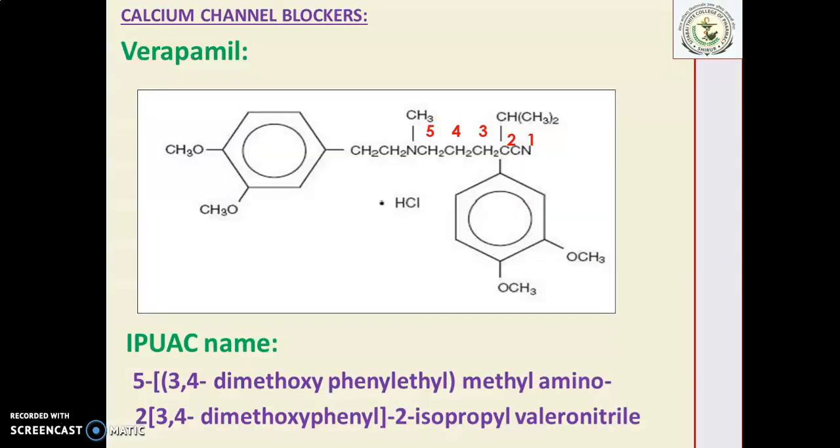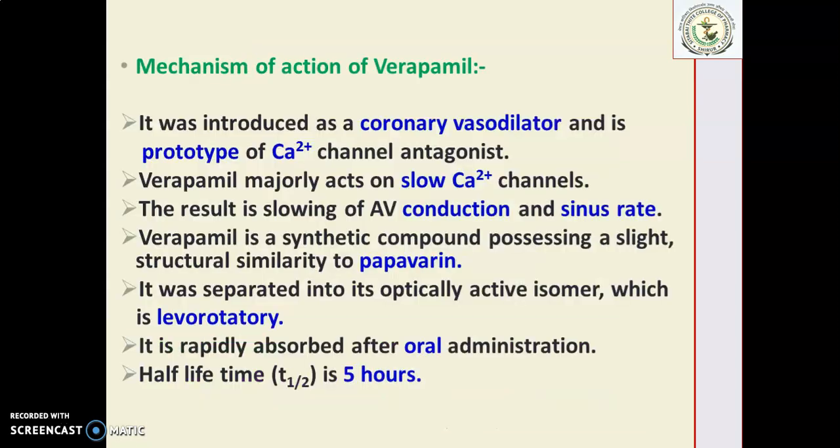Now moving towards the next part, calcium channel blockers. We have the example verapamil. In this IUPAC name, observe that at the 5 position there is a 3,4-dimethoxyphenylethyl group and methylamino. At the second position there is a 3,4-dimethoxyphenyl, and again at the second position we can see an isopropyl group, and the parent is taken as valeronitrile.